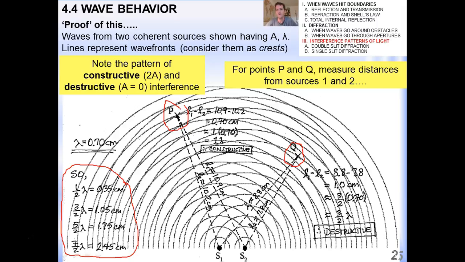And in the next video, I'm going to basically build on this foundation of this slide, and we're going to talk about double slit diffraction and single slit diffraction, which is light passing through very, very narrow openings, and what happens on the other side.